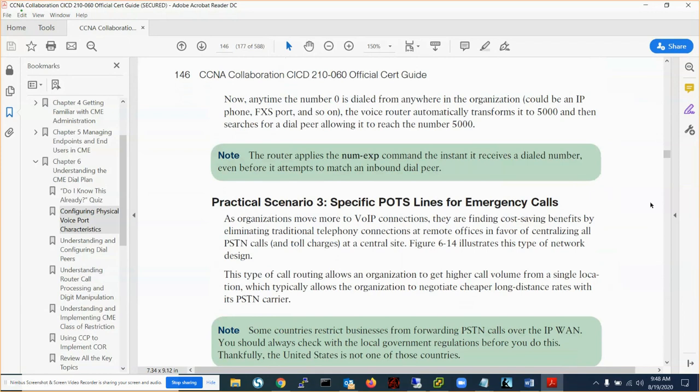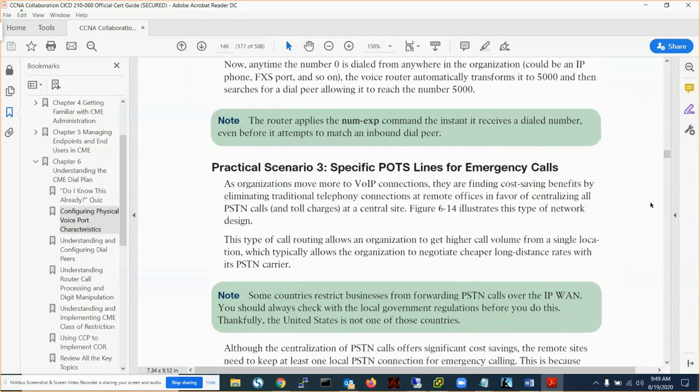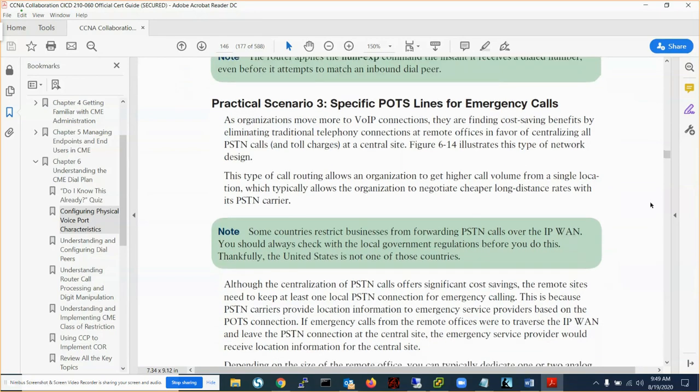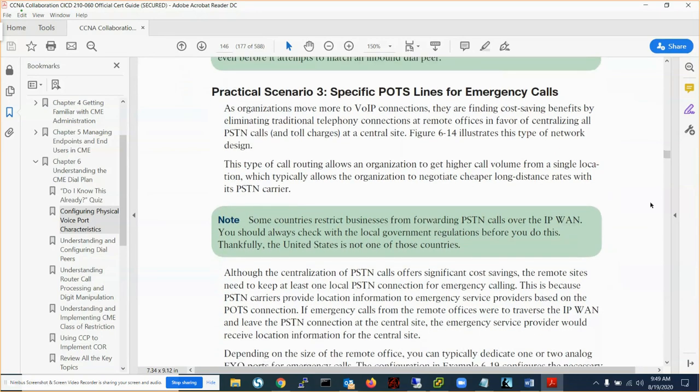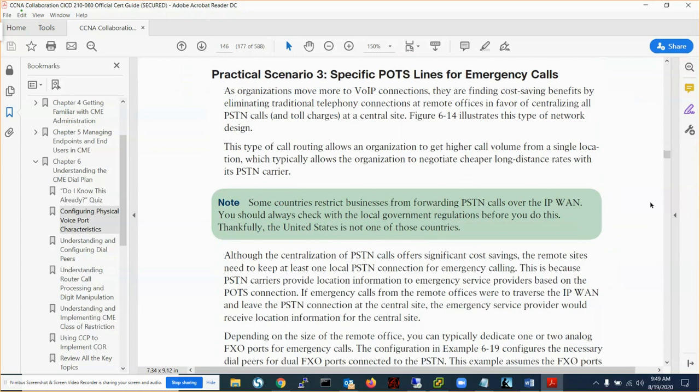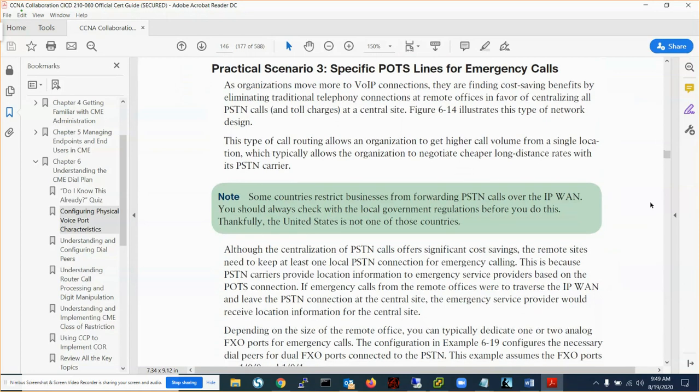Anytime the number 0 is dialed from any organization, the router automatically transforms it. Whether it's a person calling in and pressing 0 to go to the 5,000, or anybody inside the organization, it will dial the 0 also. And just to be able to do one more scenario based on the time.